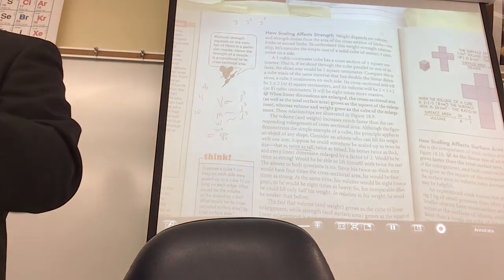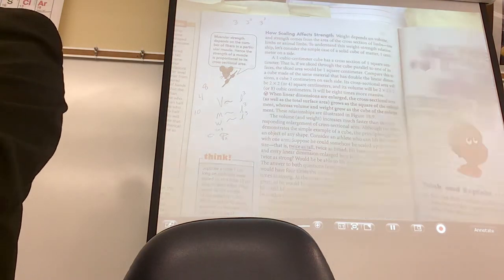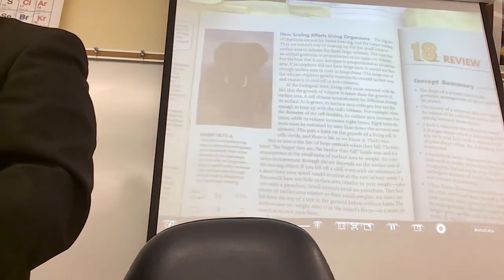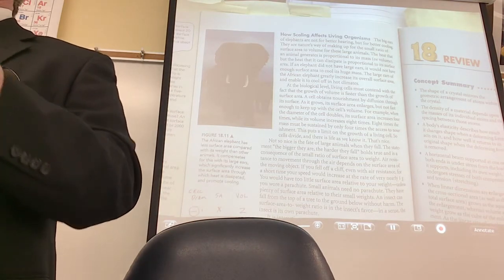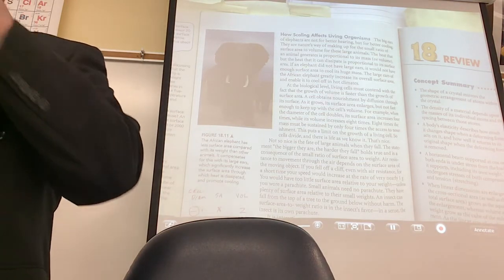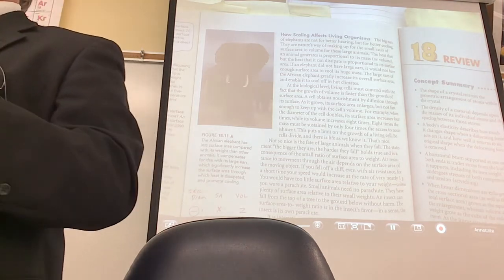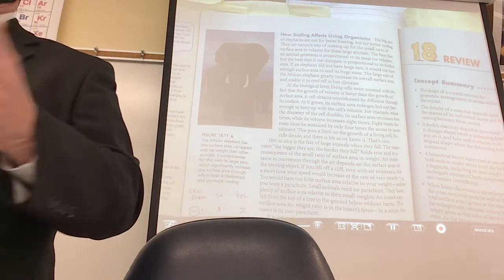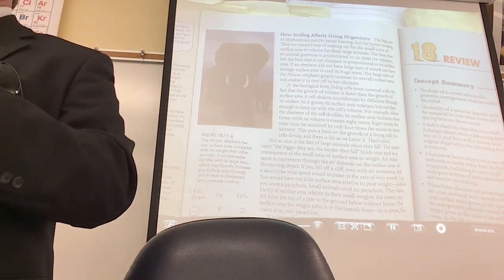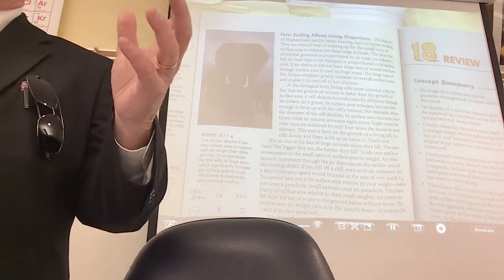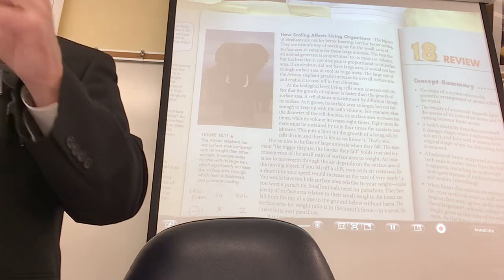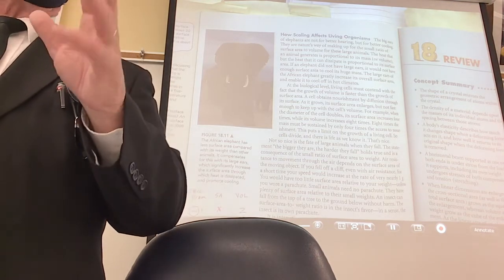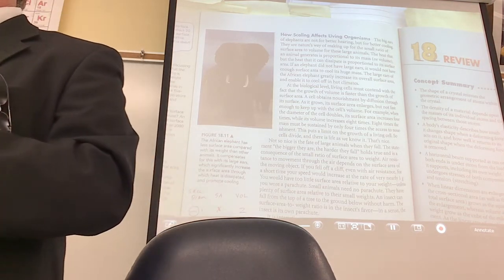They had a great picture in here. They had a mouse, and they talked about a mouse and elephant, didn't they? Now, I'm not trying to trick you, okay? Who has more surface area, a mouse or an elephant? Are you kidding me? An elephant. Elephant has a huge surface area.